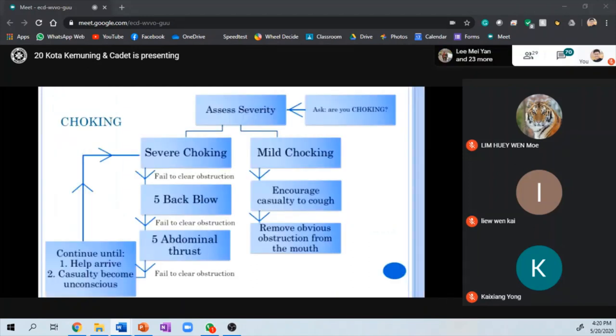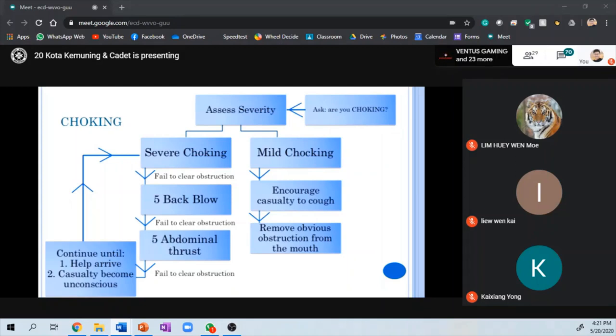Okay, now it's the choking part. Choking means there's an obstruction in the breathing canal, something blocking the oxygen from going out of or into your lungs. It's just like a traffic jam. There are two types of choking: severe choking and mild choking. Severe choking is the serious choking, and mild is the non-serious one. So to treat mild choking, you can't do anything.